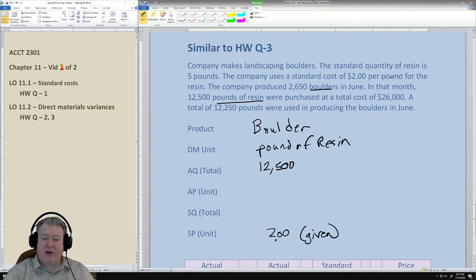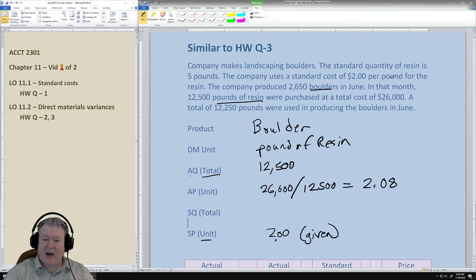And the variance of the direct material, well, our actual usage, our actual quantity, and remember this is in total, and remember the prices are per unit, is 12,500, at a purchase of $26,000. Well, this is very similar to the last one. We want to know the price per pound that we actually paid, but they don't give this to us. But they give us the information necessary to figure it out. So 26,000 divided by 12,500 is going to be equal to $2.08.